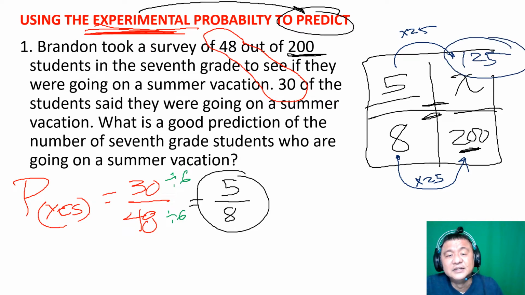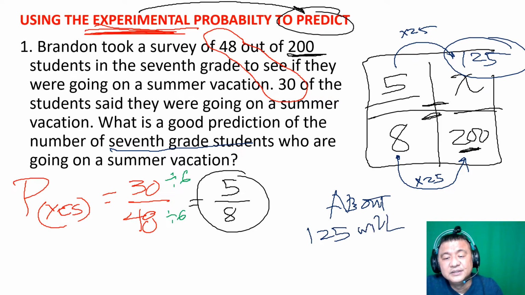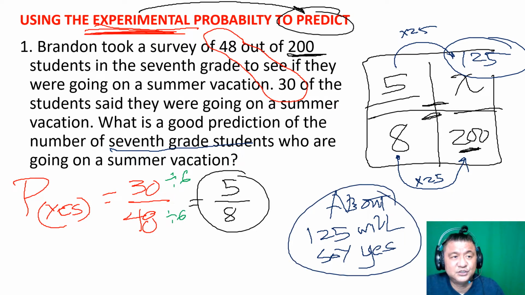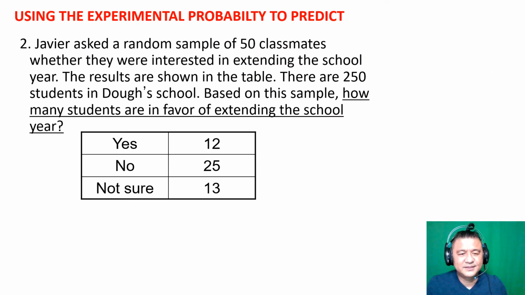All right. If you ask the whole seventh graders, what can you say? About 125 will say yes. They're going to have a summer vacation. Okay, so now let's try another example.